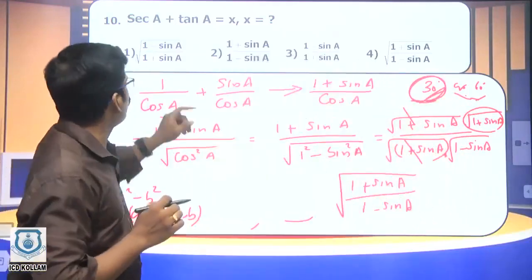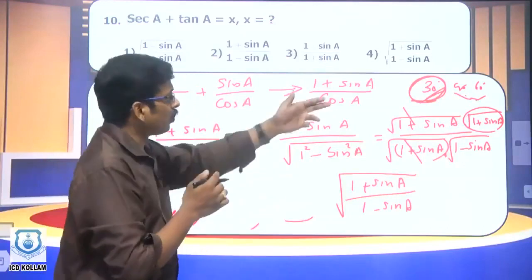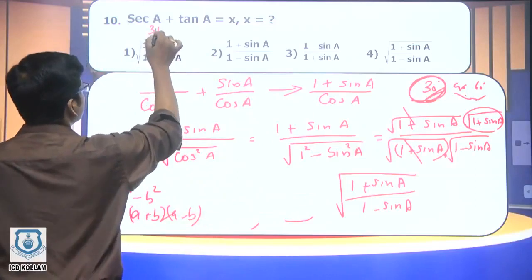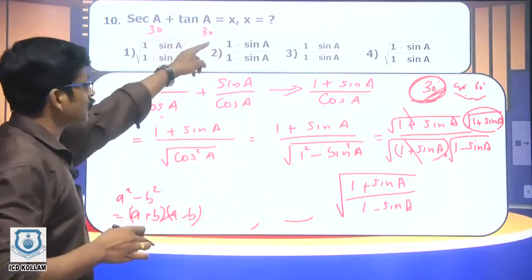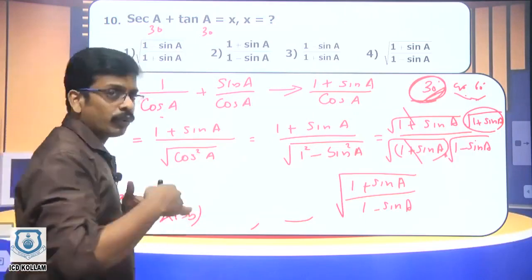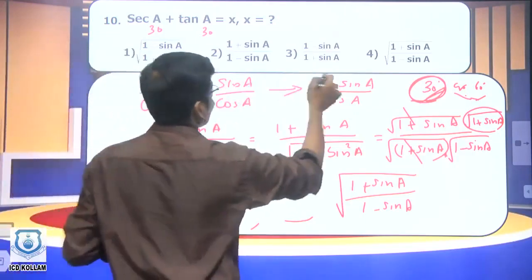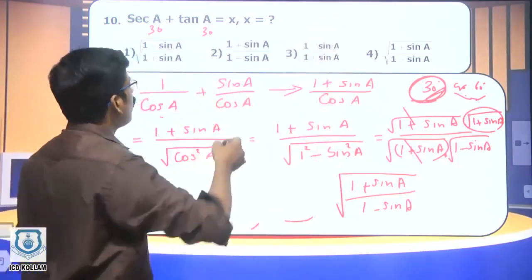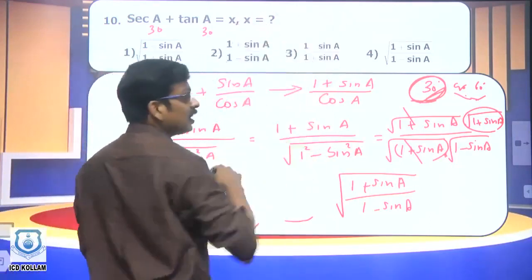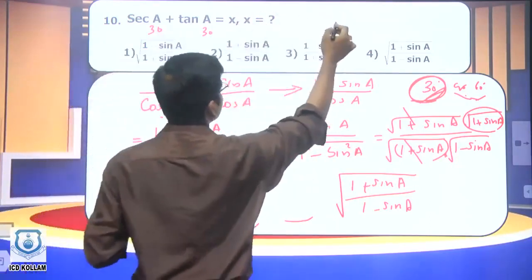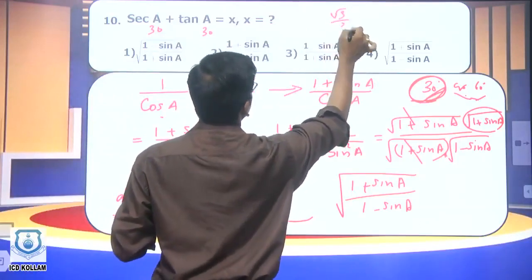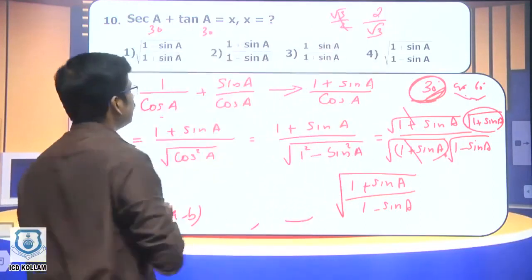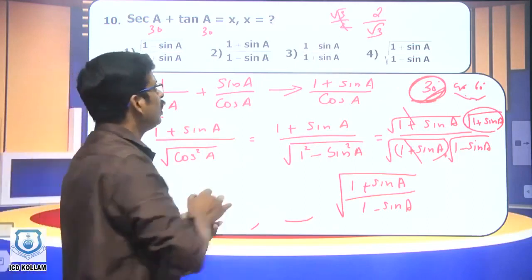For a student who doesn't know much about trigonometry, we can follow this type of technique. So sec a, what is sec a? Here sec 30 and tan 30. You need to calculate that first. Sec is 1 by cos. The value of cos 30 is, sorry, root 3 by 2. Then we can say sec 30 is 2 by root 3. Then tan 30, you know tan 30 is 1 by root 3.